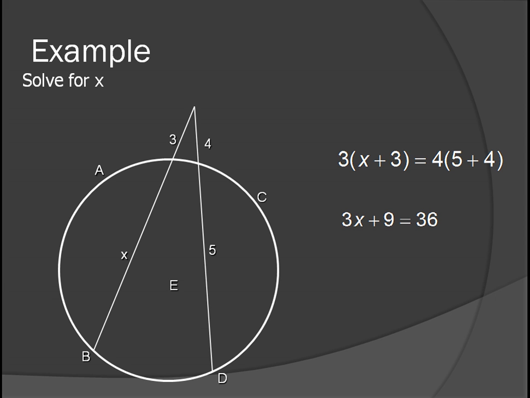Just like before, geometry is over, algebra ensues, so I'm just going to solve. Distribute that 3 in, get 3x plus 9, and then on the other side I've got 5 plus 4, which is 9, times 4 is 36. Move the 9 over, I got 3x is equal to 27, and x is equal to 9. I check to make sure that this will still work, because this statement does have geometric significance, and x is equal to 9. We're good.